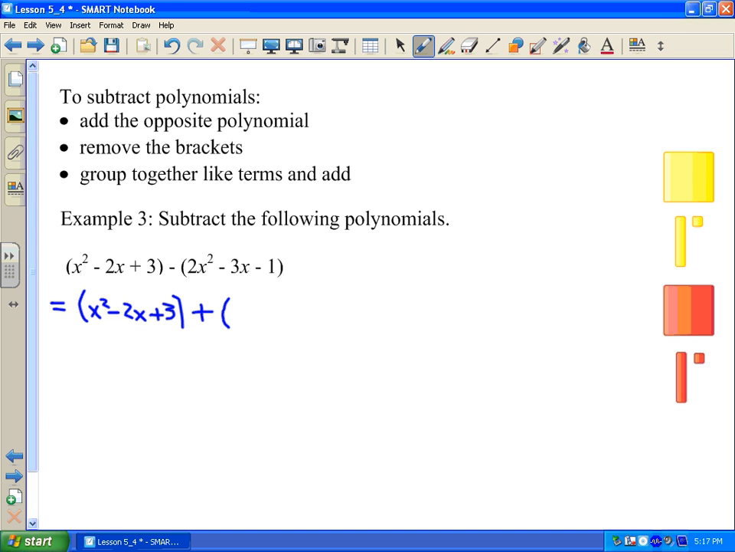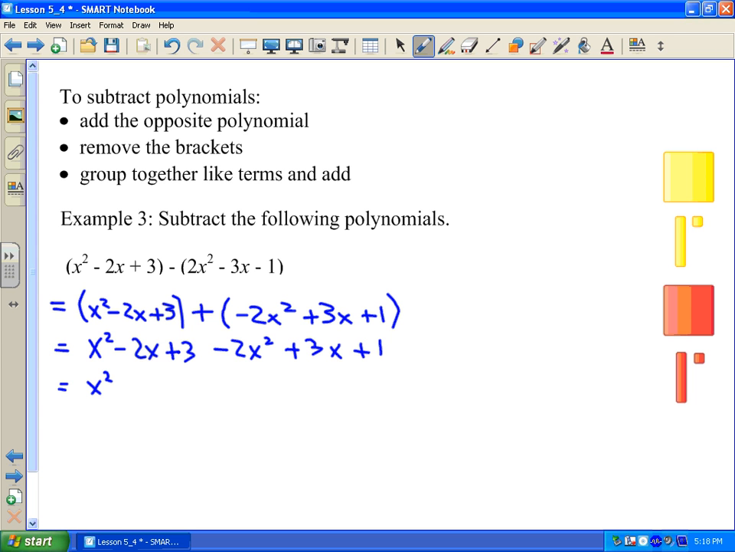This was a positive 2. When you give me a positive 2x squared, you're going to end up with 2 negative x squared tiles. When you give me a negative 3x, you're going to end up with a positive 3x tiles. When you give me a negative 1, you're going to end up with a positive 1 tile. So now, since we're adding, just like we did last section, we drop our brackets.